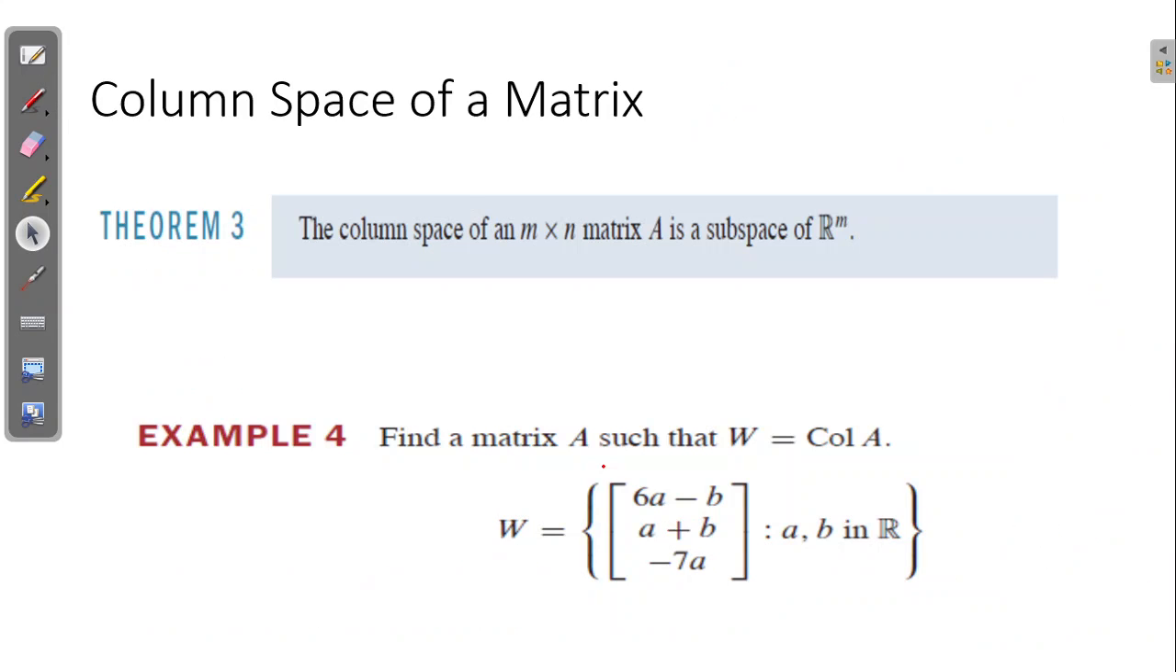Now the next theorem, theorem 3, is based on the column space. Theorem 3 says that the column space of an m by n matrix A is a subspace of Rm.